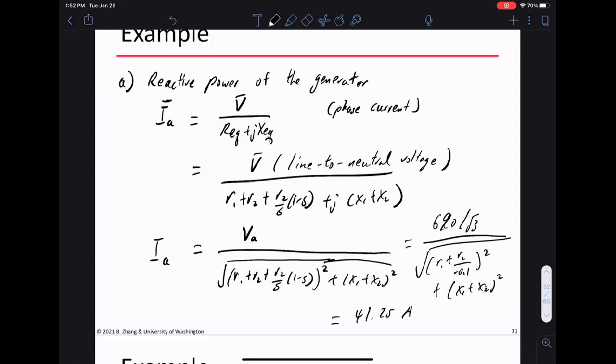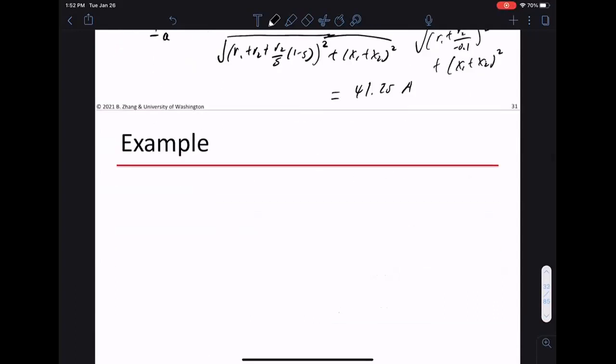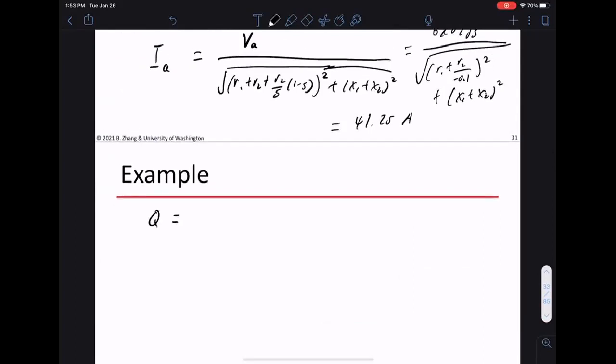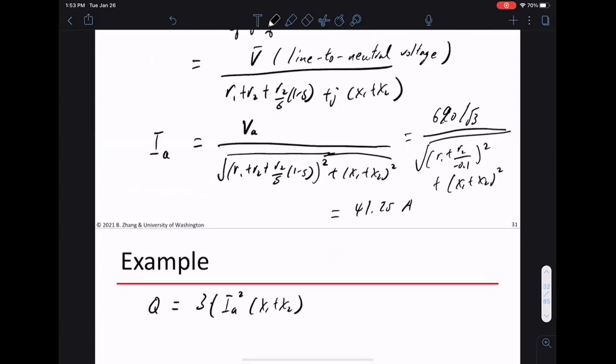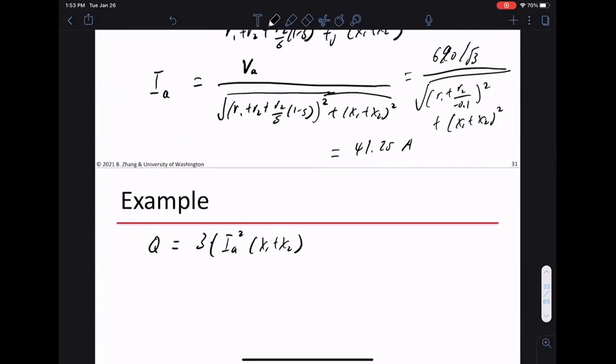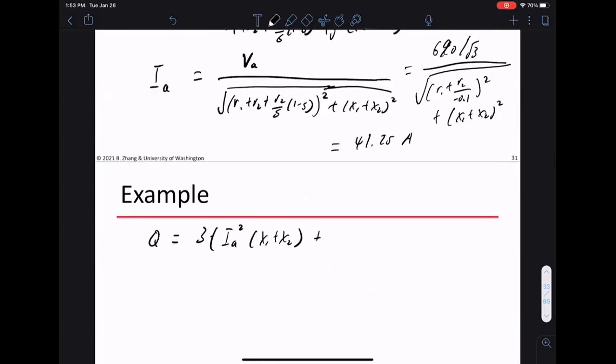Okay, so this is the current, right? This is my current. And then the reactive power is basically given by 3 times IA squared (X1 plus X2). So I have a current through two inductors, plus Vm times Im, or Va times Im.